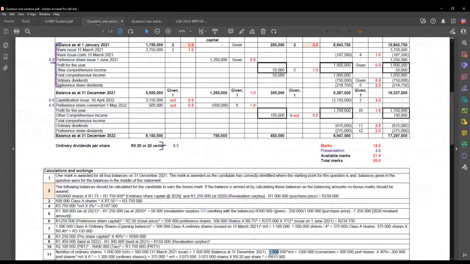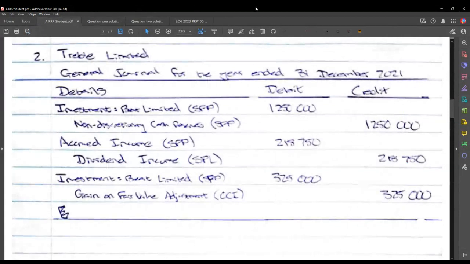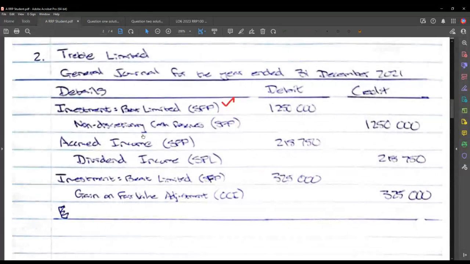Right, so then let's have a look at required 2. So in required 2, we were now recording from Treble Limited's perspective, right? So we're changing gears, recording from Treble Limited's perspective. Notice that here, the student has said investment in Beat Limited. They can get a 0.5 mark for that because they've specified that it's in the SFP. The next one, they haven't said bank. They've said non-discretionary cash reserves, which is bank.